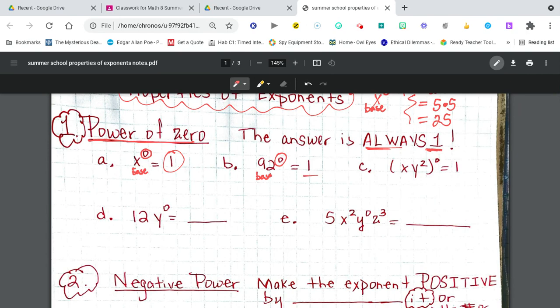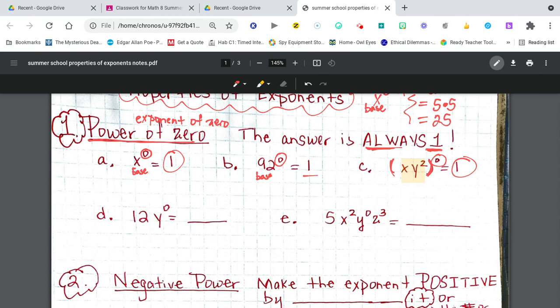The answer is 1. And this whole thing is inside of parentheses. So basically, all of this is raised to the 0 power because all of that is in parentheses. So all of that just equals 1. Again, anything that has an exponent of 0 is always going to equal 1.